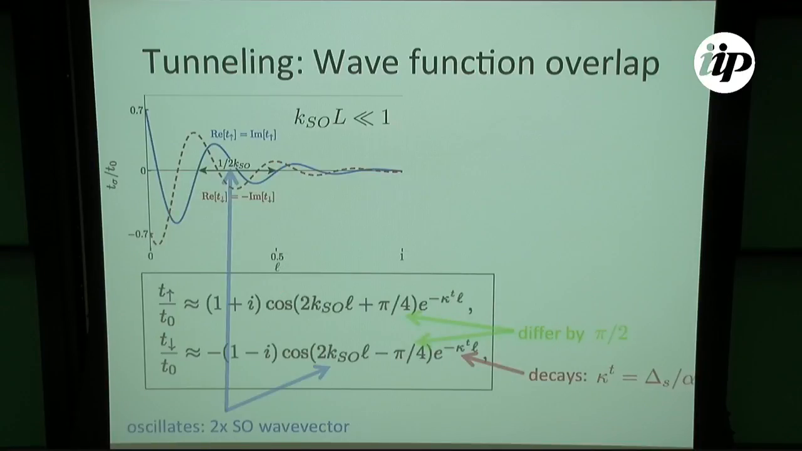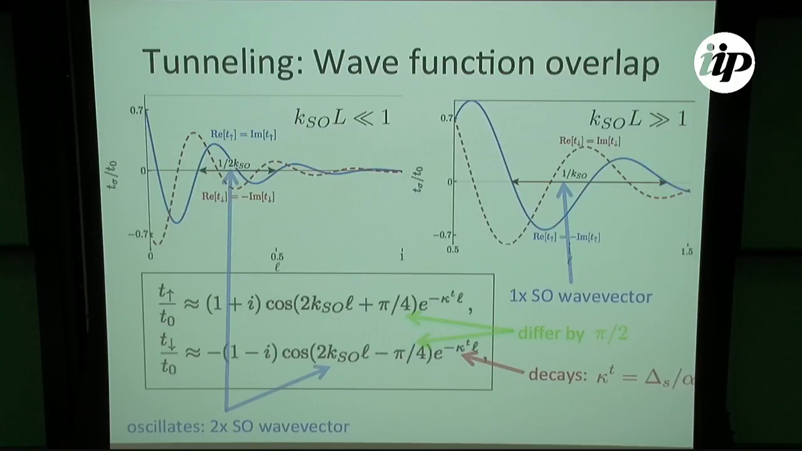plotted here. And the salient things to notice about this is that the spin up and spin down have equal weights of imaginary and real parts, and they oscillate with 2 times KSO as a function of the distance between the Majorana fermion and the quantum dot. Next, notice that they decay at a rate given by the superconducting gap. And finally, they differ in phase by pi over 2.